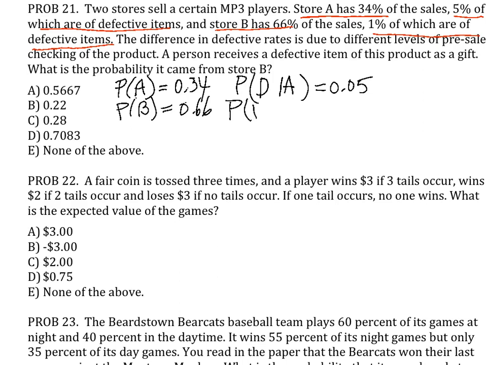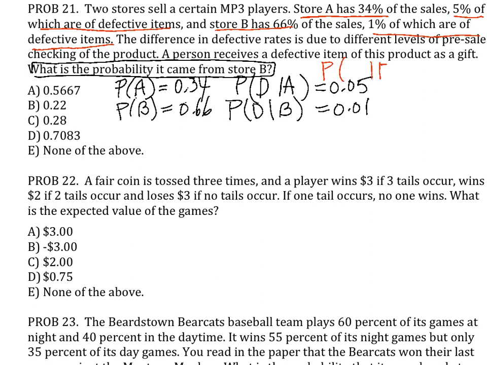Okay, so with this information, if it came from B, 1% are defective, and then the question in the last sentence is what is the probability that a defective item came from store B? In other words, you know it's defective and you want to know the probability. So it's given defective to you. What's the chance that it's from store B? Now, since this is what you want, but you have the reverse, you should feel immediately that this is going to require Bayes' rule.